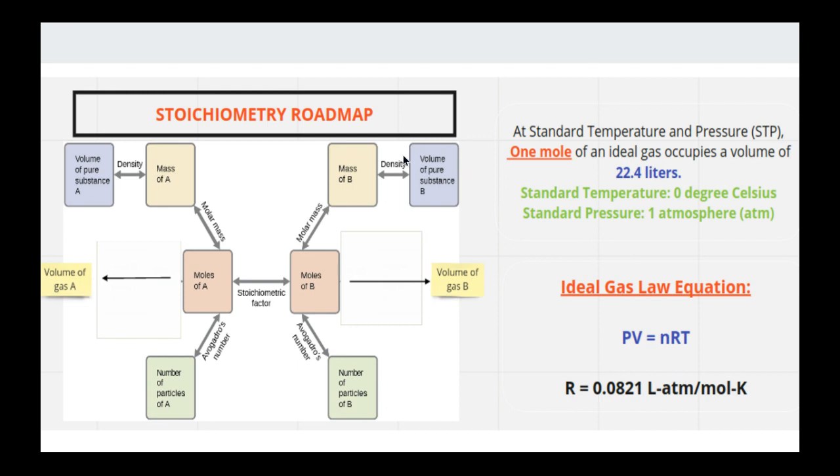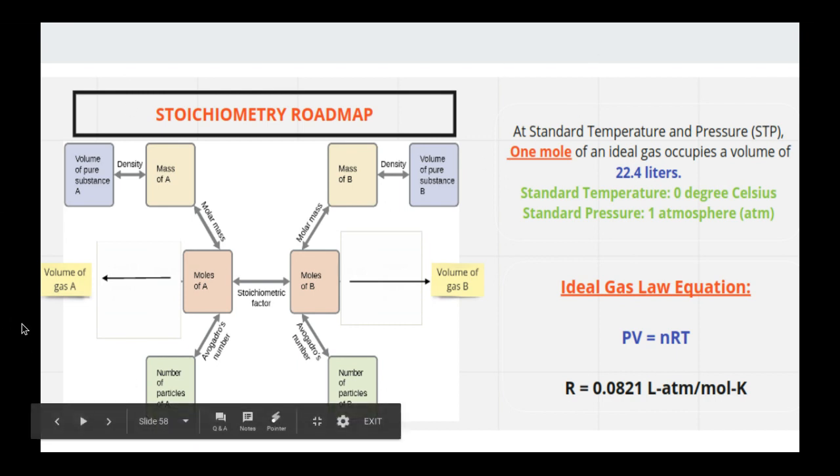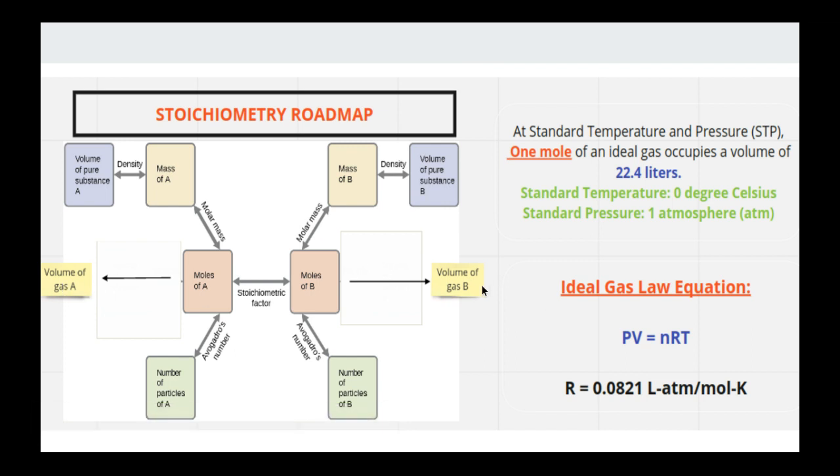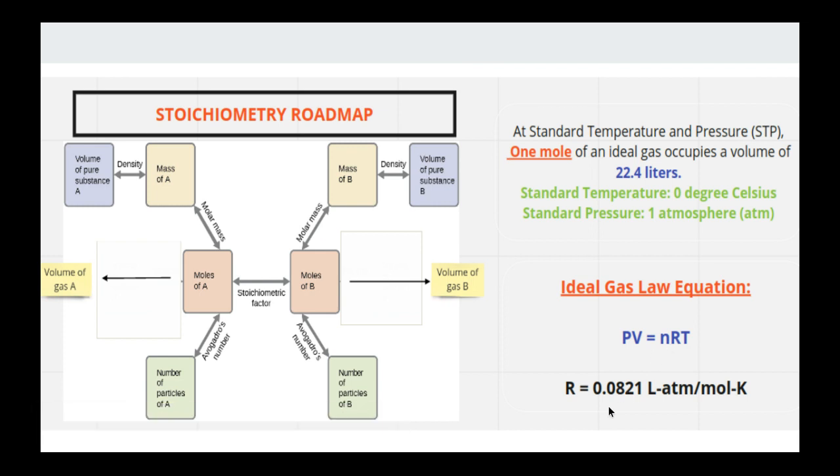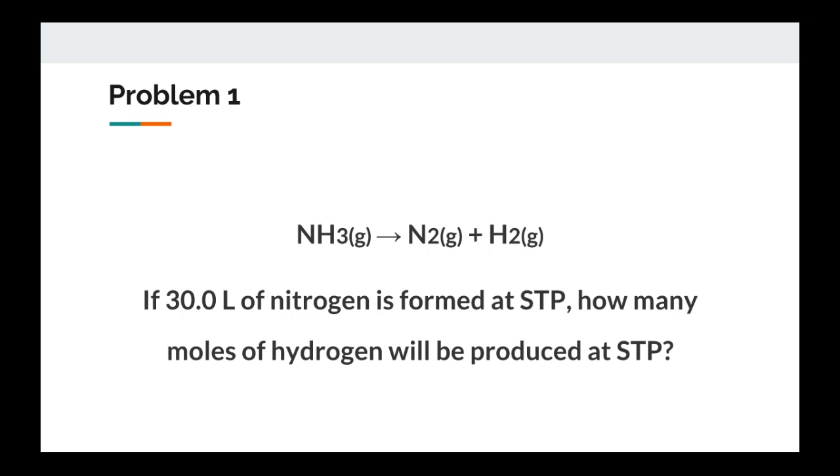Take note that this is just repeated from the stoichiometry roadmap, in which the volumes of either gas A or B are inserted into the roadmap, and you have two choices. If it's at STP, you can just readily use 1 mole is to 22.4 liters, or you may use the ideal gas law, PV is equal to nRT, in which the R has to be remembered. It's 0.0821 liter atmosphere per mole Kelvin. Now we're ready for problem number 1.